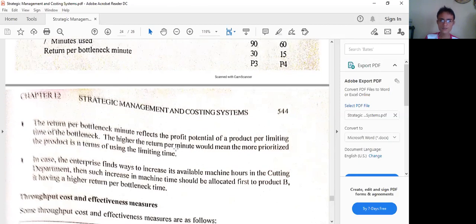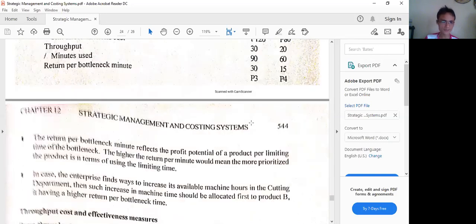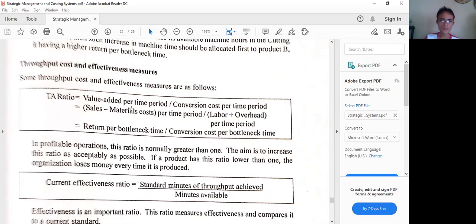Then what if the enterprise would find ways to increase the available time for machine hours? Also, we have to prioritize the departments that would produce the higher return per bottleneck minute, or the throughput per bottleneck minute in this example. So that is product B, which is 4 pesos per minute, as opposed to A, which is 3 pesos per minute. Okay, what about the throughput cost and effectiveness measure?